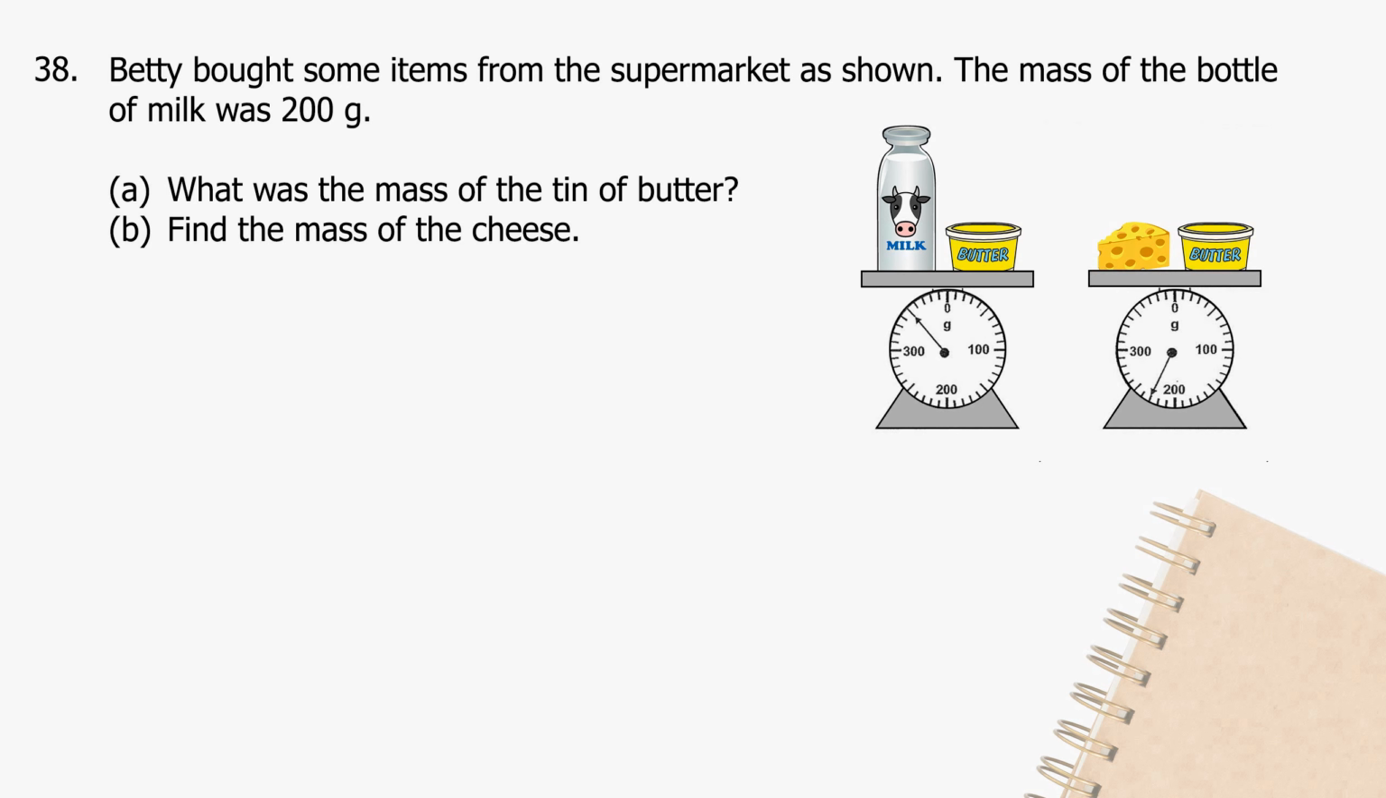Question 38. Betty bought some items from the supermarket as shown. The mass of the bottle of milk was 200 grams. A. What was the mass of the tin of butter? B. Find the mass of the cheese.